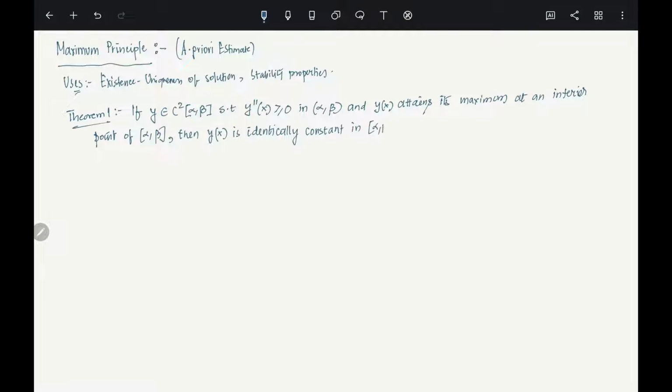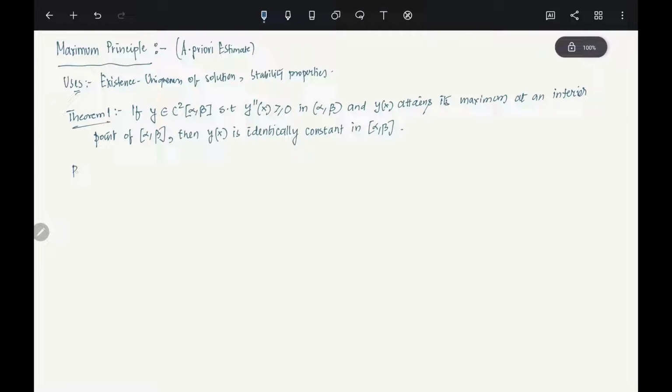So basically what it is saying is this: for this theorem we are not working with some equation or anything. We are just saying that you take any function, it doesn't matter what equation it solves. It's just some function y which is twice continuously differentiable, such that it has to be convex, y''(x) greater than or equal to 0. What it is saying is, if it attains a maxima at an interior point of (alpha, beta), then it has to be identically constant in [alpha, beta]. There is no other way. Is this okay? Right, so let's look at the proof of this.